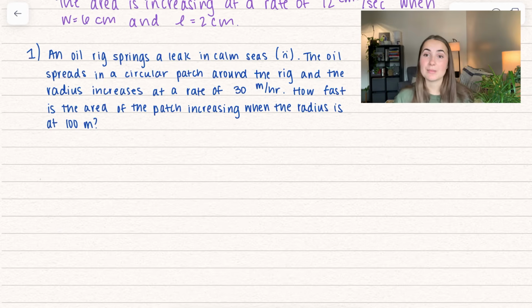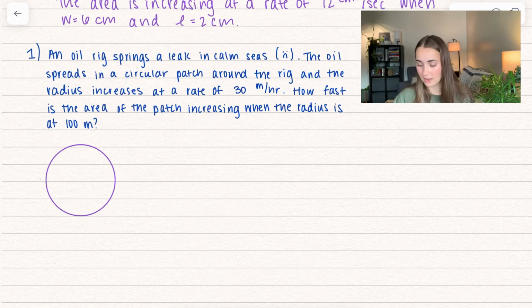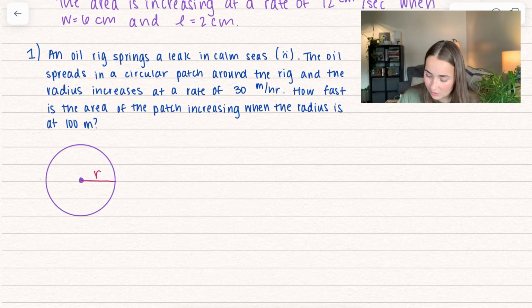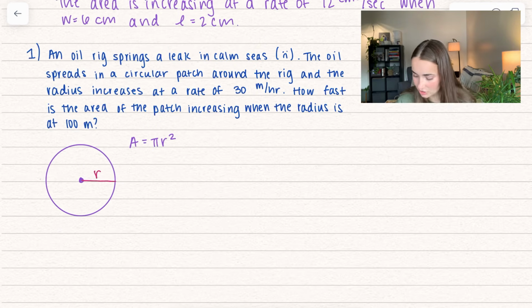So what people sometimes like to do first actually is draw a picture. So if I were to draw a picture, I know that it's increasing in a circular fashion, so I'm going to have a circle. So let's pretend this in the middle is the rig, and we are given the rate that the radius is increasing, right? And we want to find how the area is increasing. So let's write down our formula. The area of a circle is equal to pi r squared. And that's what we're going to use to differentiate, but let's go ahead and look through our important information.